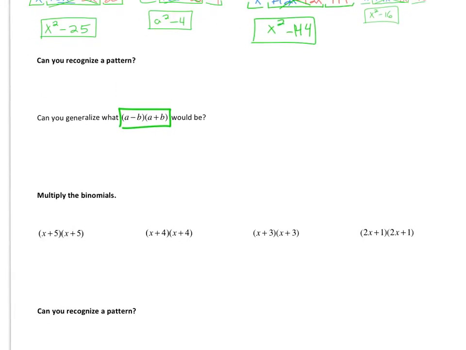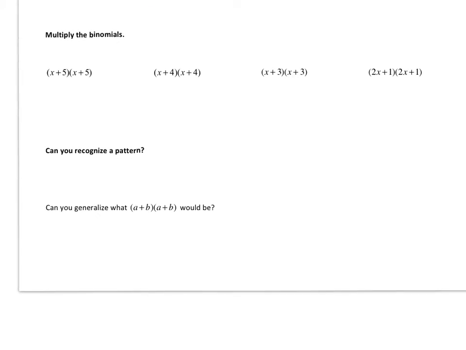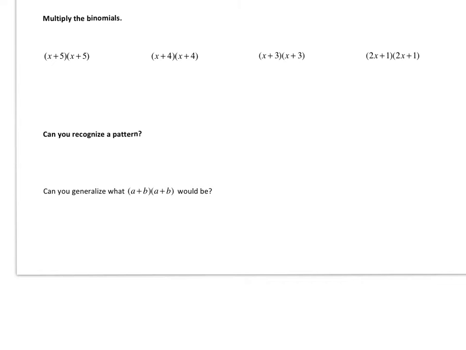All right, at this point we're going to look for our second special case, and so we're going to start with multiplying the following binomials. We start with x plus 5 times x plus 5, x plus 4 times x plus 4, x plus 3 times x plus 3, 2x plus 1 times 2x plus 1. First, just look and see how they're all similar. They all have the same kind of stuff going on in each of them.